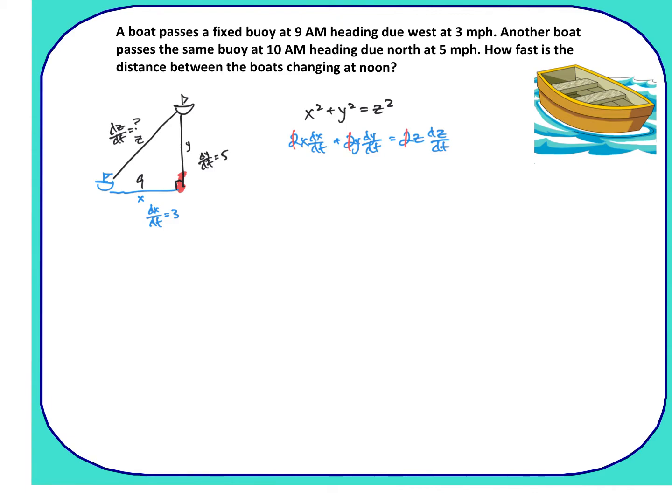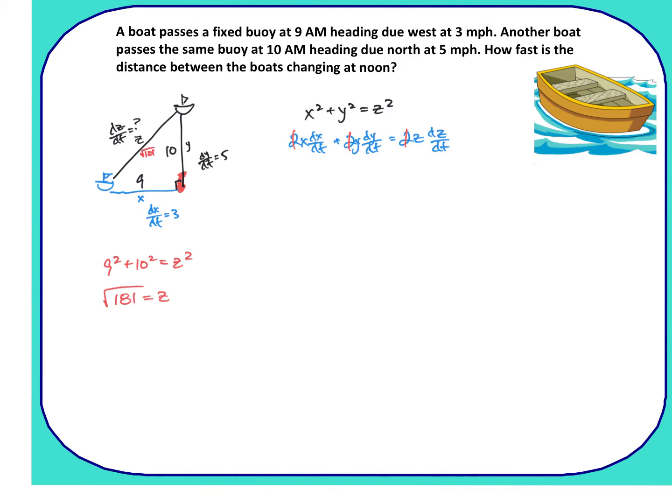Let's do that same thing. It passed the buoy going north at 10 a.m. and it's going 5 miles per hour. So what's my y? 10. All right. Now, is this a Pythag triple? No. So we're going to have to do a little bit of math. So now we'd have 9 squared plus 10 squared is equal to z squared. 9 squared is 81 plus 10 squared is 100. So then we end up with 181. And then what are we going to do to it? We're going to square root it. So z is equal to the square root of 181.